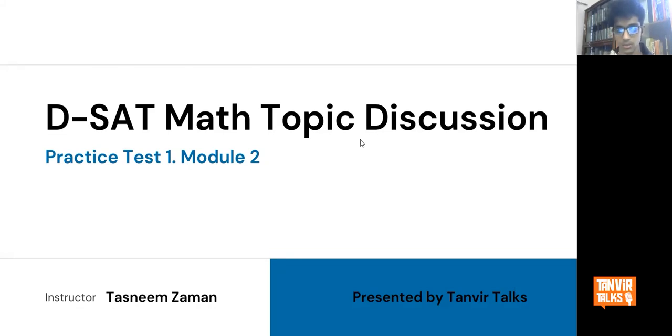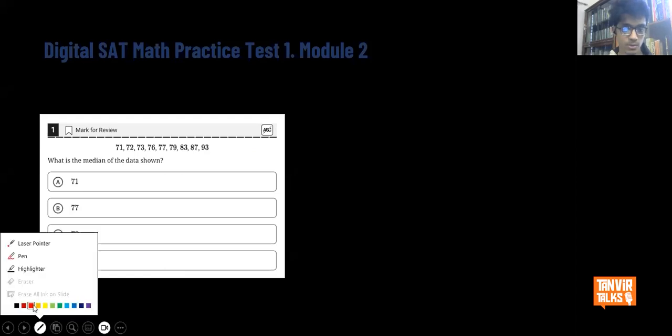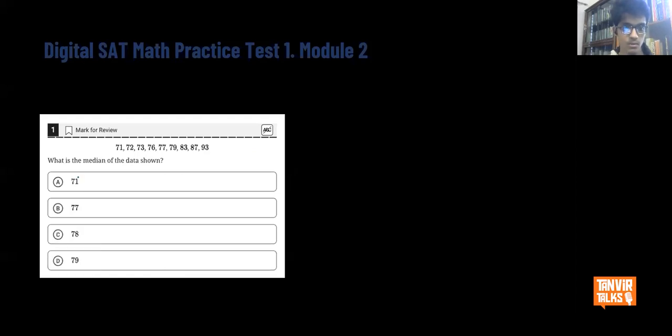First problem: what is the median of the data shown? What do you know about the median? The median is the middle point of a data set when sorted, either in descending or ascending order. This data set is already sorted in ascending order, which is choto theke boro.